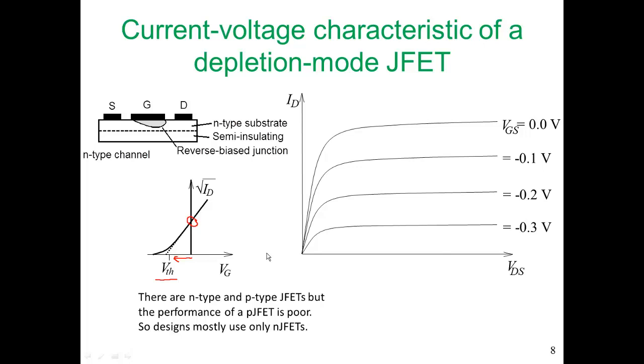There are N-type and P-type JFETs, but the performance of a P JFET is poor because the mobility of the holes is very low. So designs mostly use N JFETs, and if a P JFET is used, it may be used to control the DC bias currents.